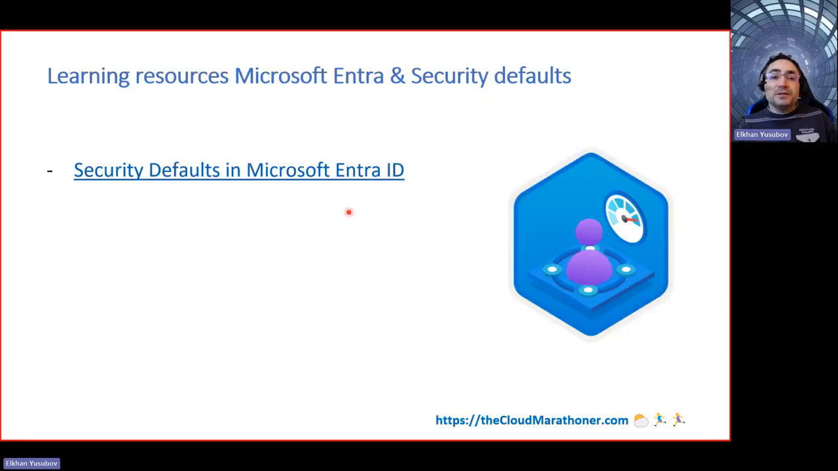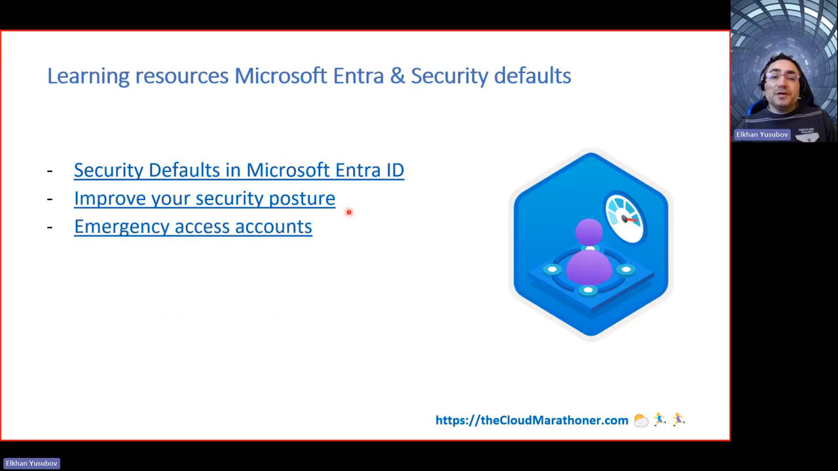Mainly, I have these references to security defaults in Microsoft Entra ID, a starter post on Microsoft Learn. Then there are recommendations on how to improve your security posture that are a very helpful read. Then, if you remember, I mentioned break glass accounts, which are emergency access accounts in the cloud. So I highly recommend getting familiar with that and setting it up if you don't have it yet.